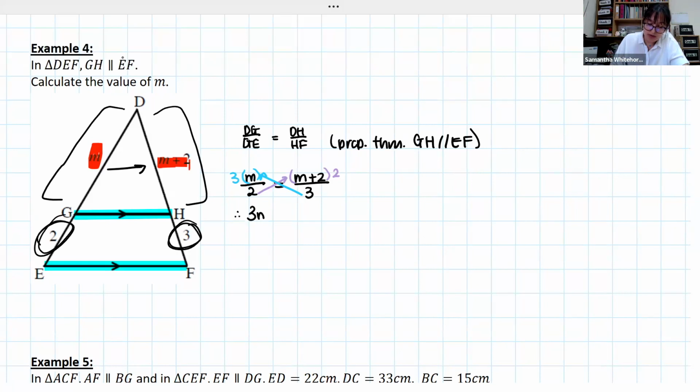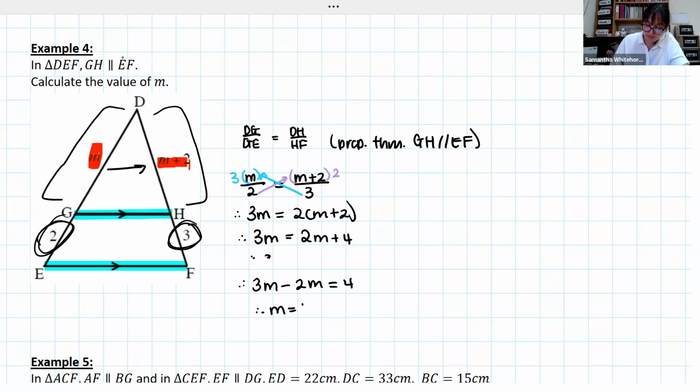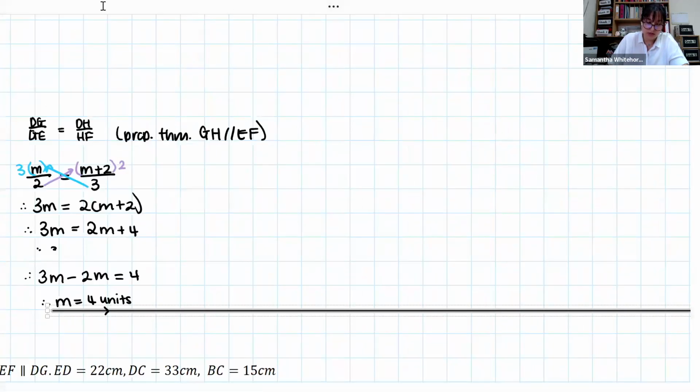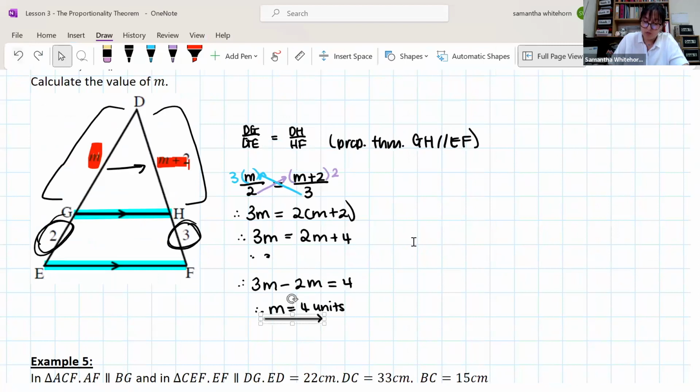So this gives me 3M is equal to 2 times M plus 2. We'll obviously distribute that bracket, giving me 2M plus 4. And combining my like terms, I've got 3M minus 2M is equal to 4, which means M is equal to 4. And in this case, there's no units, so you can just say 4. If you wanted to say units, that's absolutely fine as well. But as I said earlier, you can just leave it at 4.